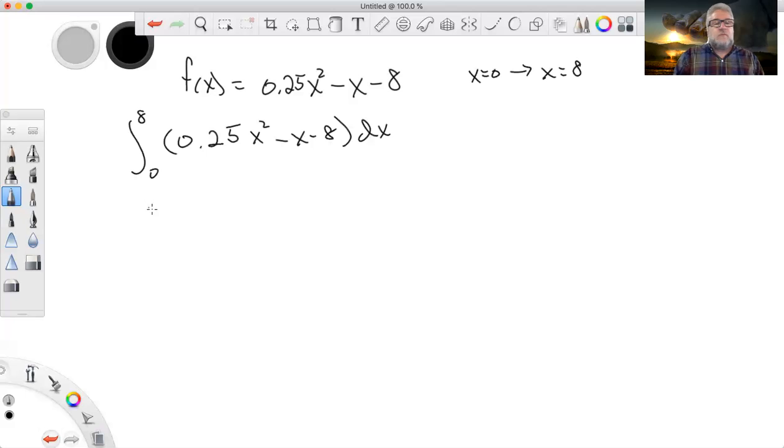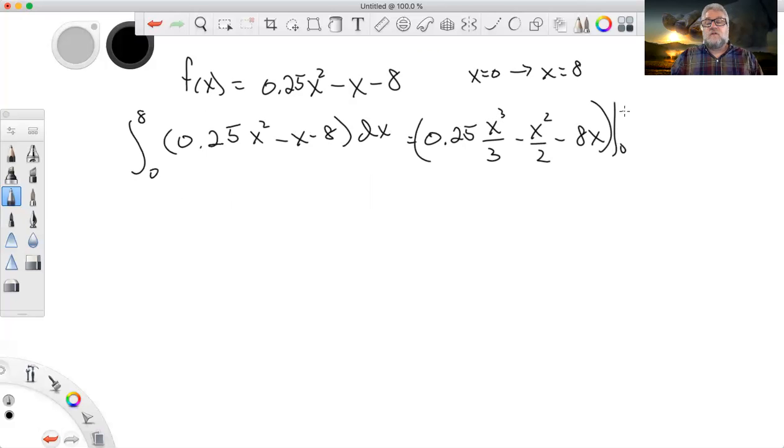Okay, so this will be 0.25. That'll be x cubed over 3, right? X to the n plus 1 over n plus 1. This is x to the first, so that'll be x squared over 2. And then this will be minus 8x. No plus c because this is a definite integral. It's definitely an integral. So we'll evaluate it like this. Anything cancel? Yeah, not really.